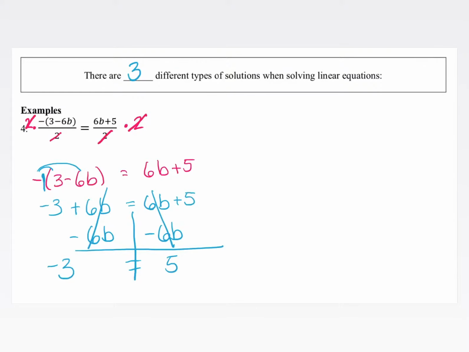So here we have negative 3 equals 5. Now, in what world does negative 3 actually equal 5? It does not. So this is called no solution.